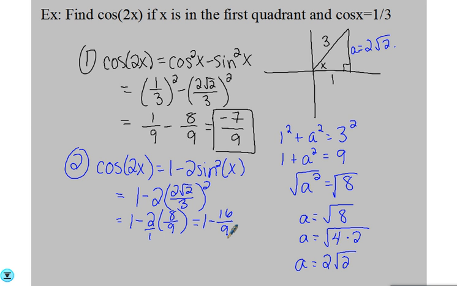Now in order to subtract fractions, I need a common denominator, and here it's going to be 9. So I'm going to rewrite that 1 as 9 over 9 minus 16 over 9, which again gives us negative 7 over 9. So good, we got the same value, and now we're just going to check it for the third one.